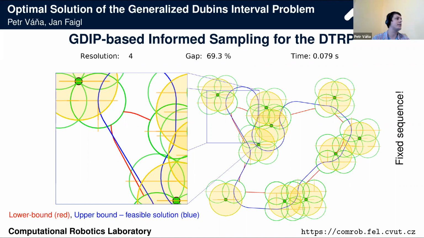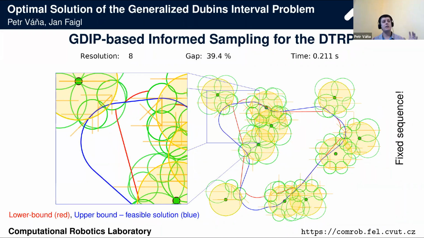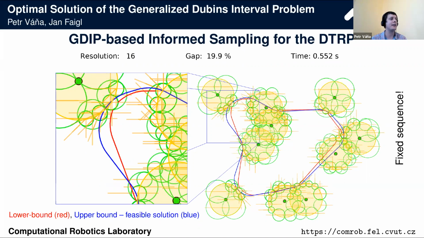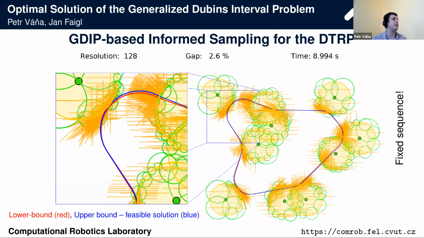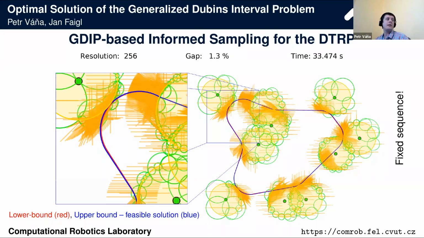And once the resolution is increased, you can see the red and blue colored lines are going together, and they are closer and closer. And once we get resolution about 256, it's almost the same. So after these kind of steps, after computation for 30 seconds, we can say the gap is only 1.3%, and we can continue.